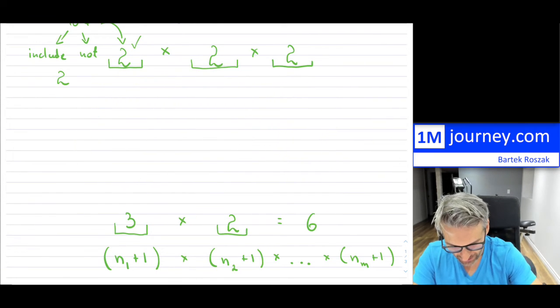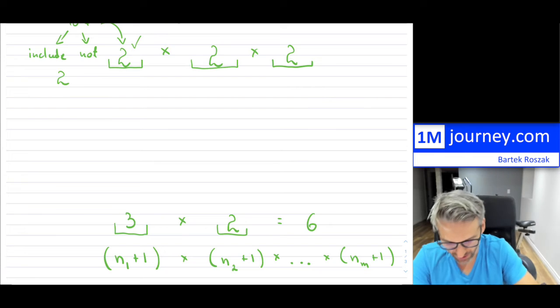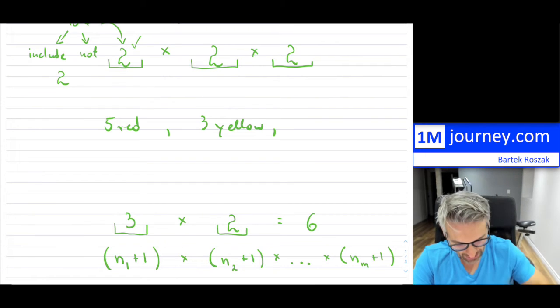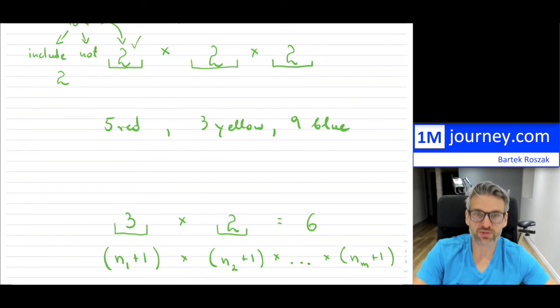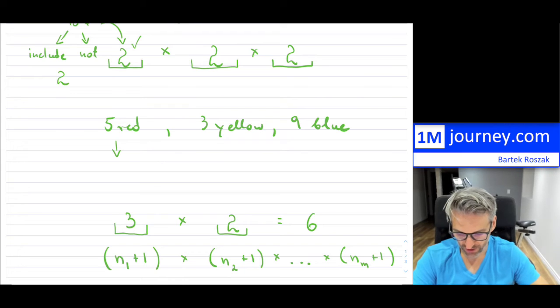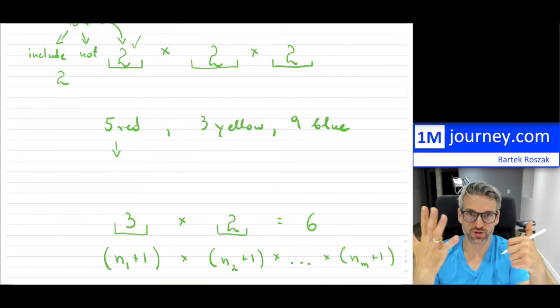So let's delete that. Let's say I had not necessarily coins, but maybe I had 5 Red Bulls. I had maybe 3 yellow Red Bulls. And then maybe I had 9 blue Red Bulls. And then I wanted to find out how many total combinations I would be able to pick from all of these. Then you would say, well, my n1 here is 5, so I can pick either no Red Bulls, I can pick 1, 2, 3, 4, or 5. So those are 6 choices.